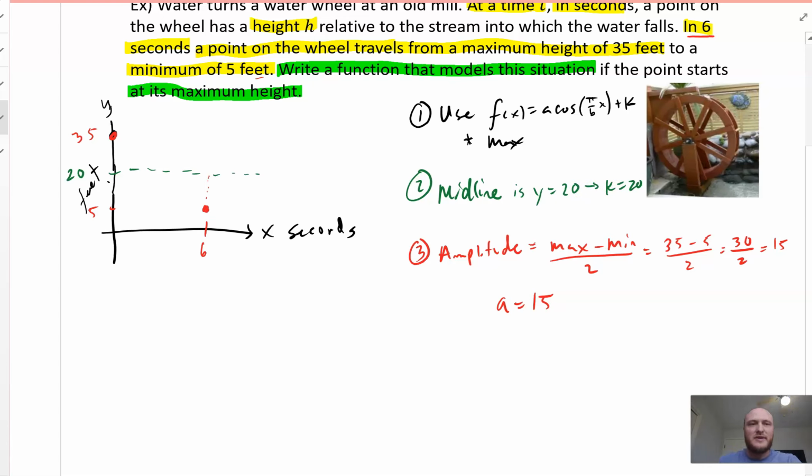This really helps us out. We know that our graph will look something like this. This is 9, and this is 3.